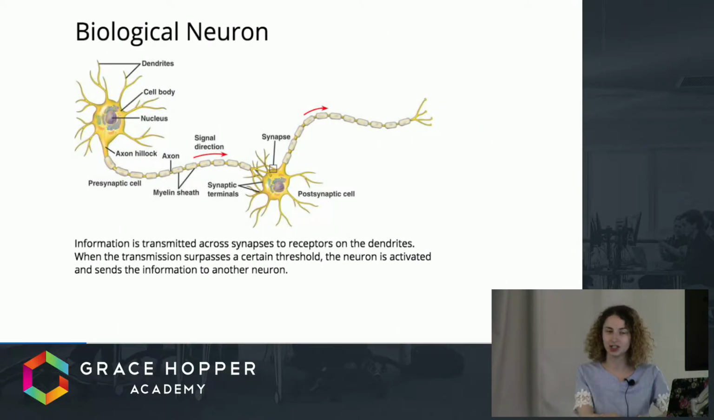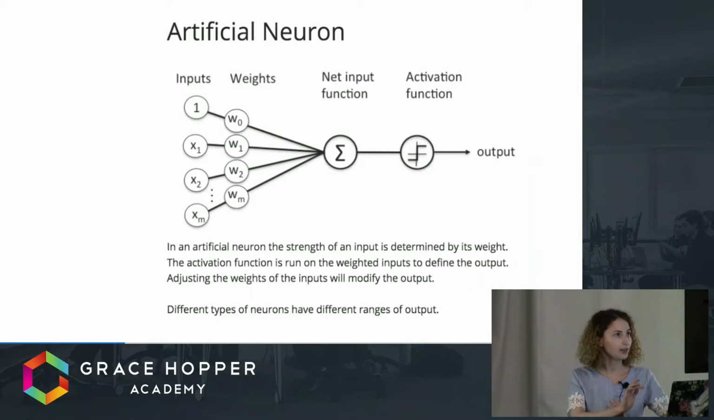So let's go back to Biology 106 and how neurons work. These are two different neurons, and the information is passed across the synapse to receptors on their dendrites. When the transmission reaches a certain threshold, the neuron is activated and it sends information down its axon to the next neuron, where the process will repeat or end depending on how it takes it in.